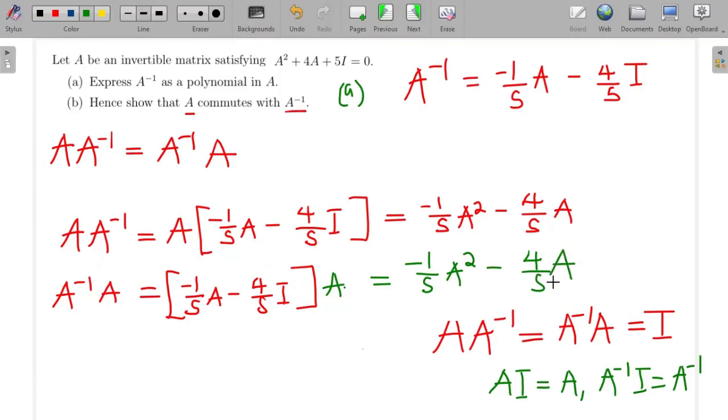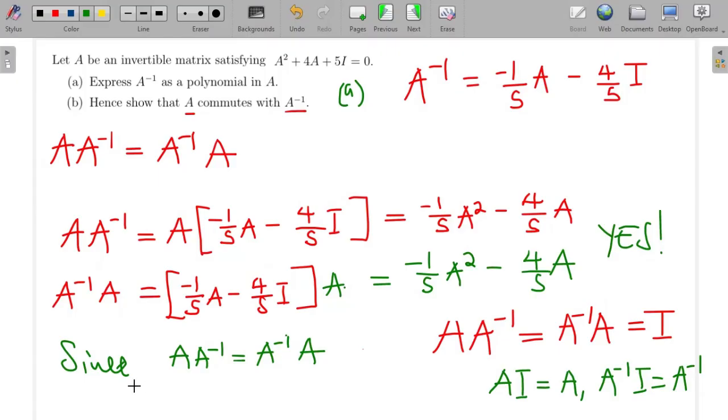Okay, so are these two the same? You can see that yes, they're the same. Okay, so you can conclude now. So you say since A multiplied by A inverse is equals to A inverse multiplied by A, then A commutes with A inverse. Okay, A commutes with the A inverse like that. And we are done. Okay, we're done this question.